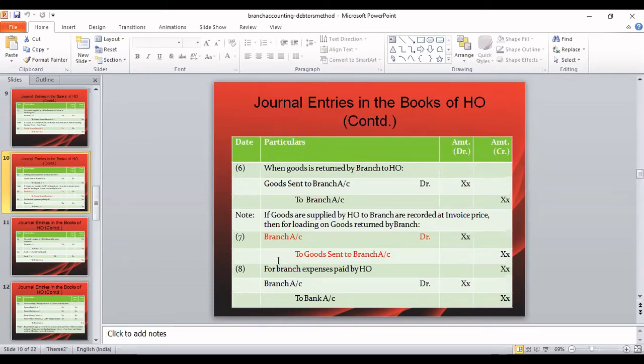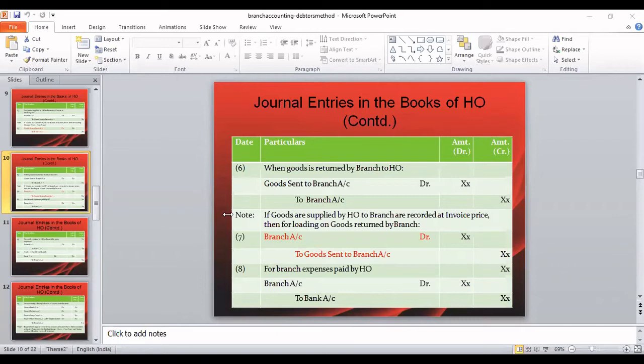Anyone? Come on. Are these two entries clear here in this slide? Goods returned by branch to head office and branch expenses paid by or incurred by head office. Any doubt, any confusion till here? Anyone? Sir, yes, beta, tell me.